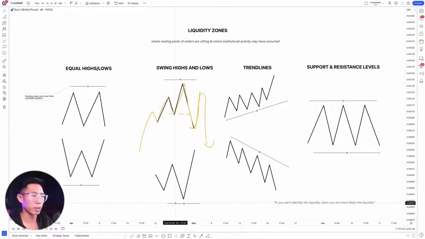Same thing in this bullish scenario right here, right? Price will most likely come down here, retest, and create a new higher low right here before continuing the uptrend.